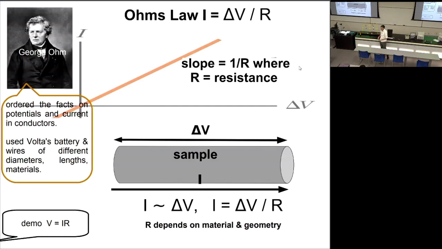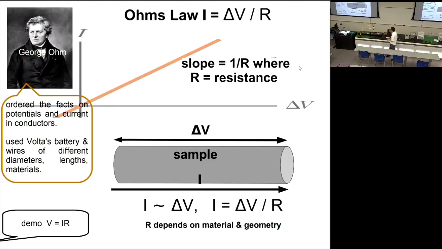The relationship was figured out by a scientist called Ohm, George Ohm. Once Volta invented the battery, everybody was passing electrical currents through every possible material, of all sorts of lengths and cross sections, exploring this world of electrical current or charge flow. What Ohm did was systematize it, order it.